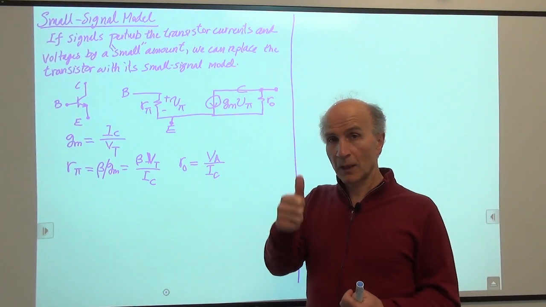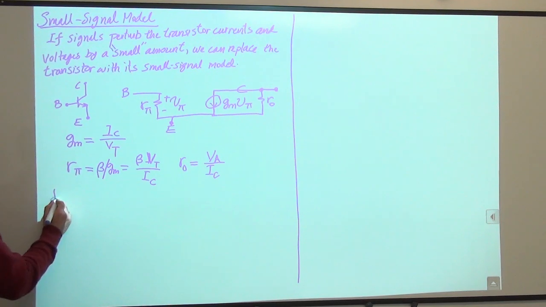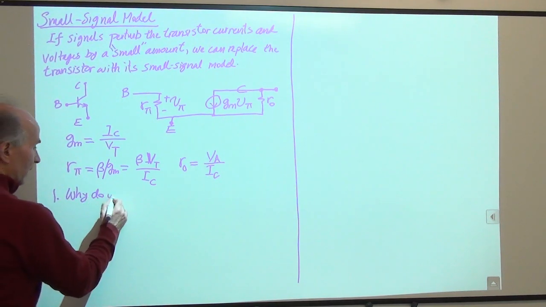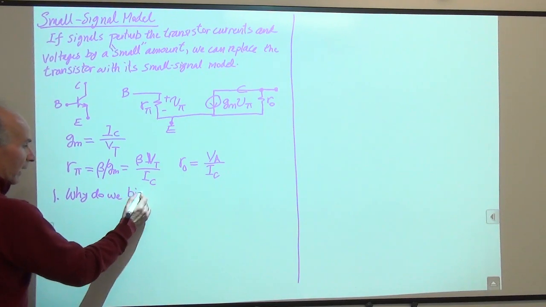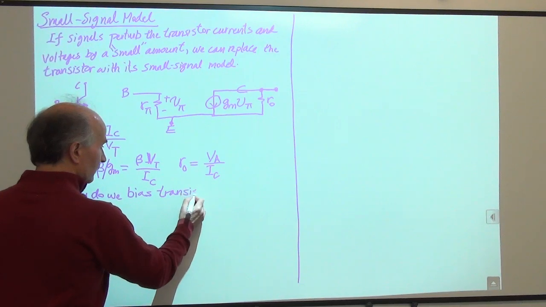So question number one in this homework will be, question number one, why do we bias transistors?